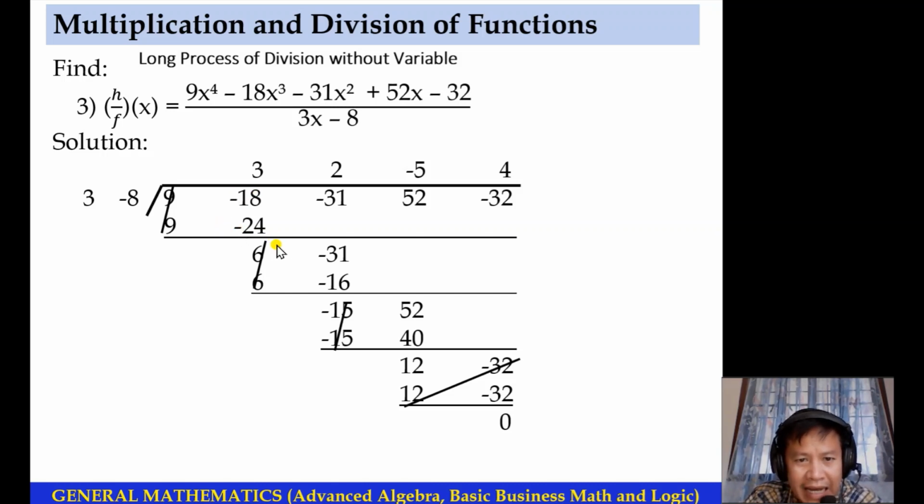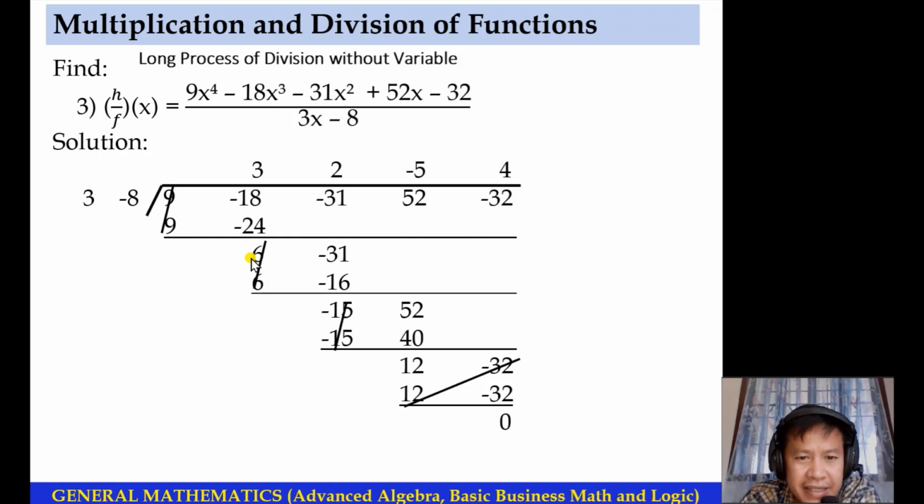Positive and negative, you are going to subtract. Did you understand? Change the sign of the subtrahend and proceed with addition. So from negative, this becomes positive already. Positive and negative, subtract. So therefore, 24 minus 18 is equal to 6. This is 6. Then bring down one numerical coefficient here. Did you understand?